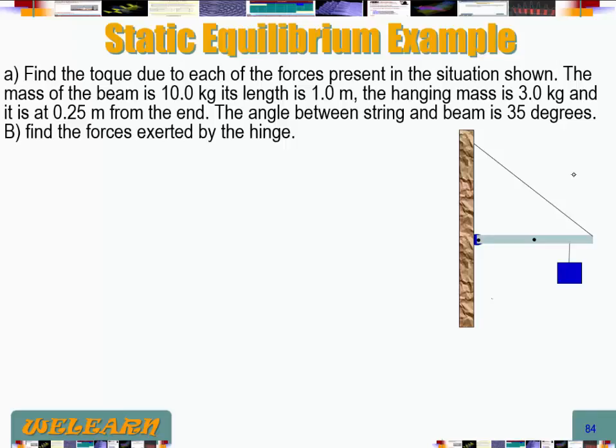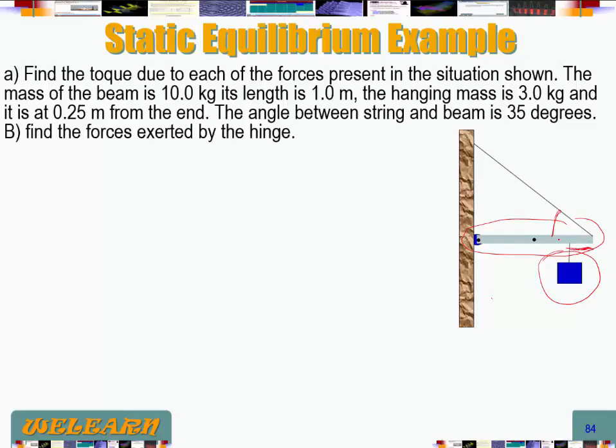We are given this situation where we have a beam, shown here, of mass 10 kilograms and length 1 meter from one end to another. It is suspended by a string. The string makes an angle of 35 degrees with the beam, and then it is holding a mass of 3 kilograms that is 25 centimeters from the end.